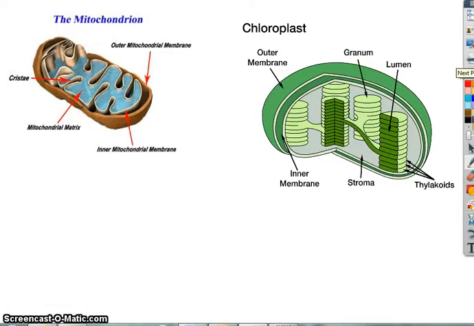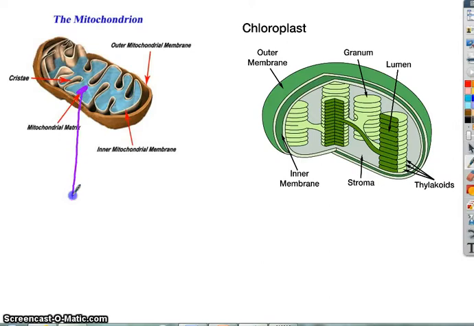Mitochondria and chloroplasts are very similar in some ways. They both have a double membrane. Remember the endosymbiotic theory. We think they both came about from some kind of prokaryote engulfing another organism. A couple things that they do are very similar.